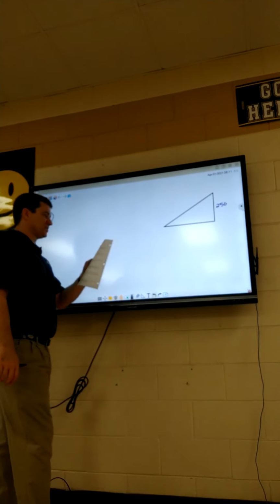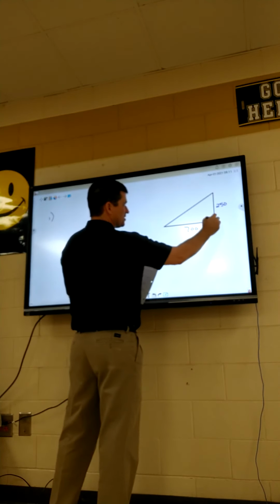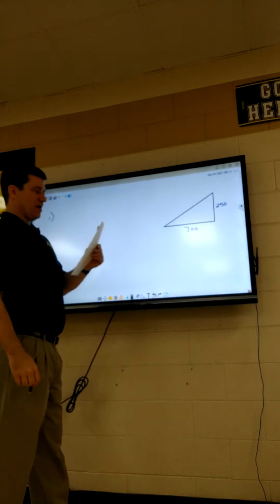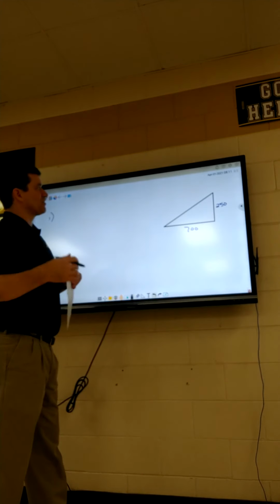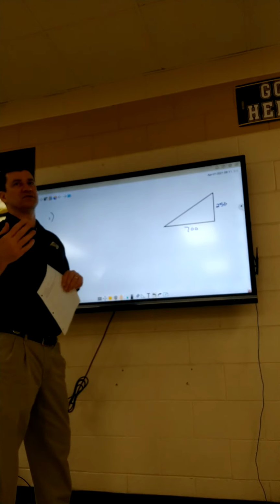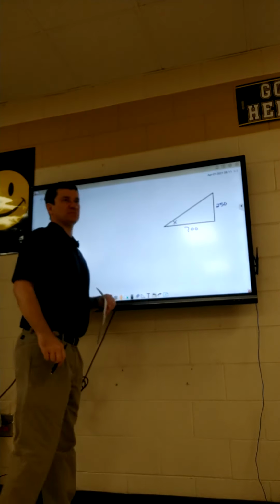All right, so the distance from a buoy to the bottom of the lighthouse is 700 feet. This is the bottom of the lighthouse. The buoy's got to be out here. Find the angle of depression. Remember, we talked about angle of depression and angle of elevation being basically the same thing. It's going to be this angle right here.